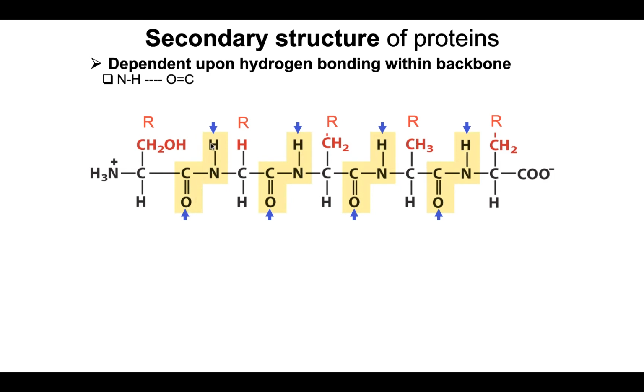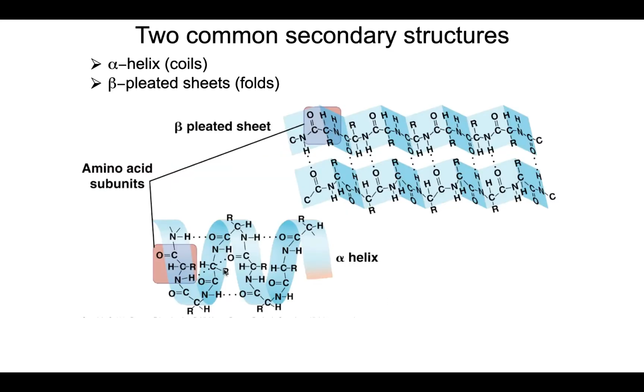And what happens is this polypeptide chain folds in very specific ways to accommodate as much hydrogen bonding between these hydrogens and these oxygens as possible. And there's several different types of secondary structure, only 2 of which we are going to focus on in this course. The first is alpha helices.